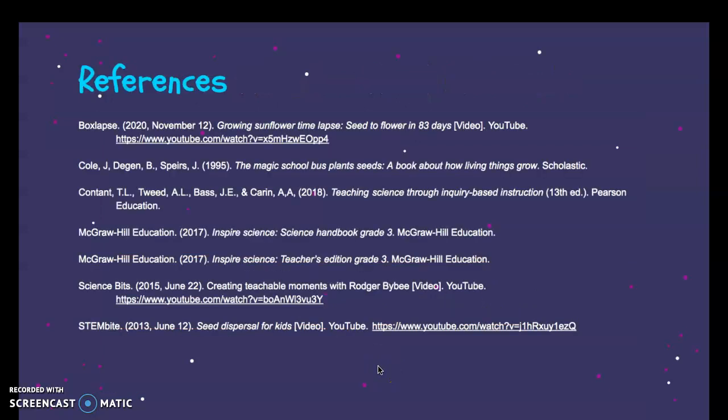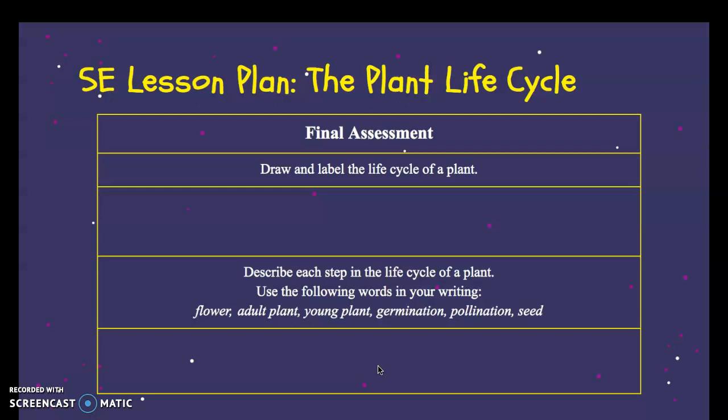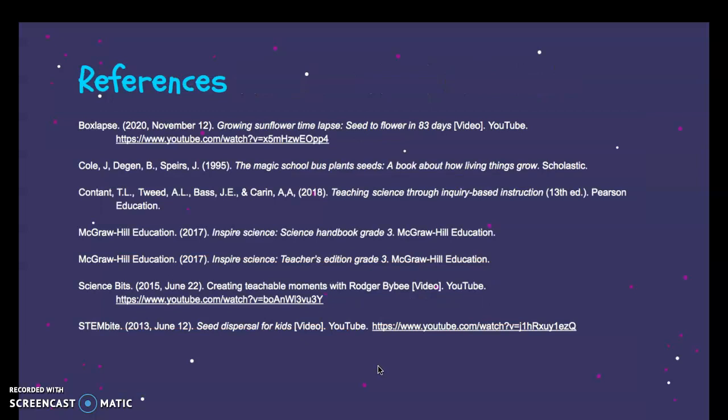And there are my references. So this gives you an idea of how a 5E lesson plan would work and the different phases and how it can be applied to a classroom. So that's the end of this presentation.